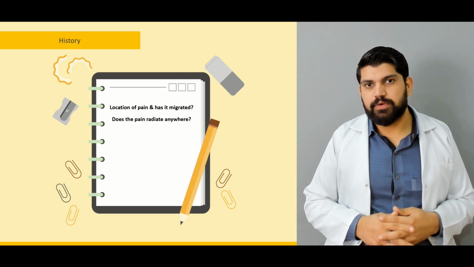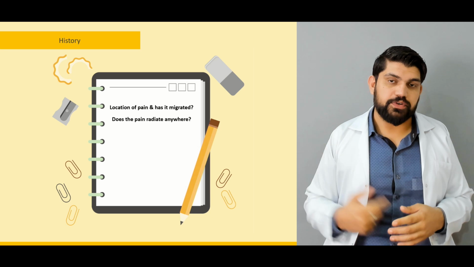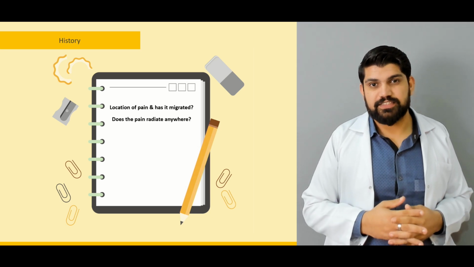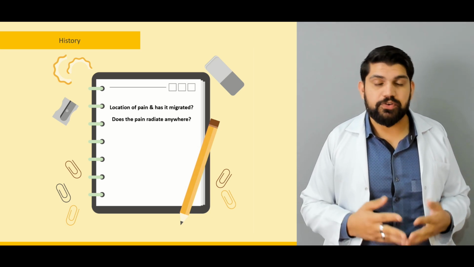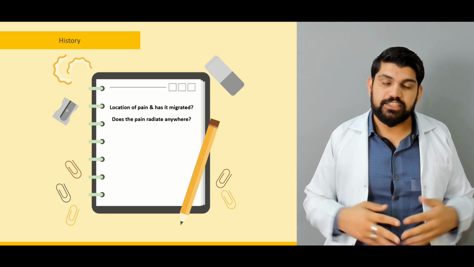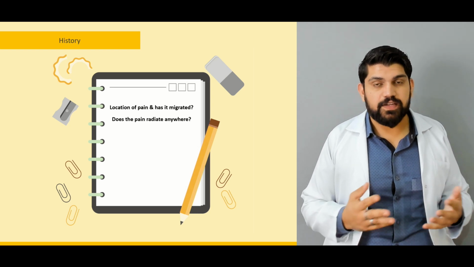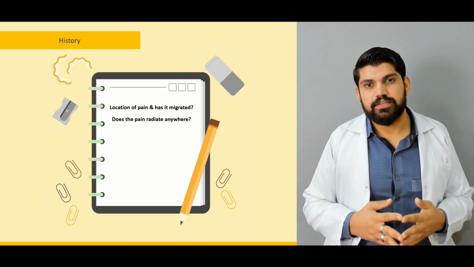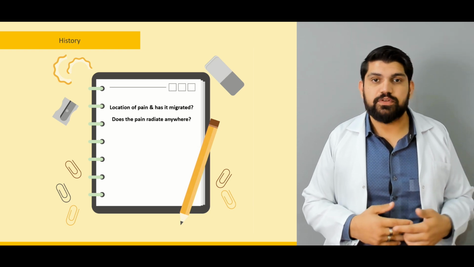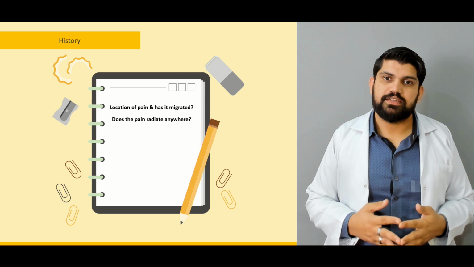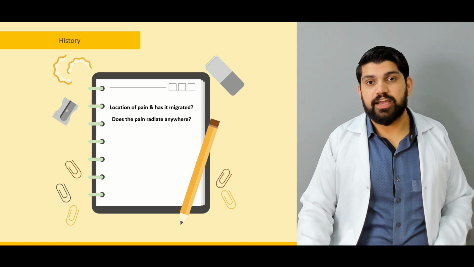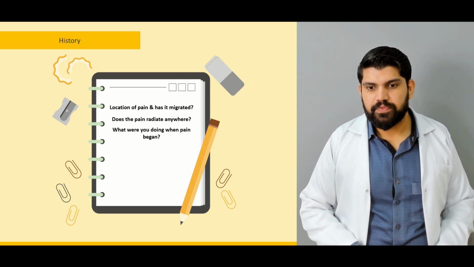Does the pain radiate anywhere? Is it going to the right shoulder, as in cholangitis? Is it going to back, pancreatitis? Is it going down to groin, renal colic, ureteric colic? Is it in right iliac fossa, ectopic pregnancy? Multiple things you can get with just simple questions.